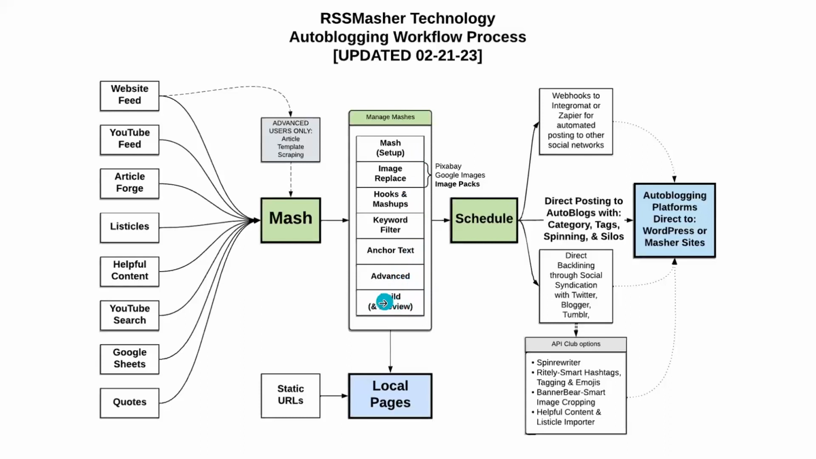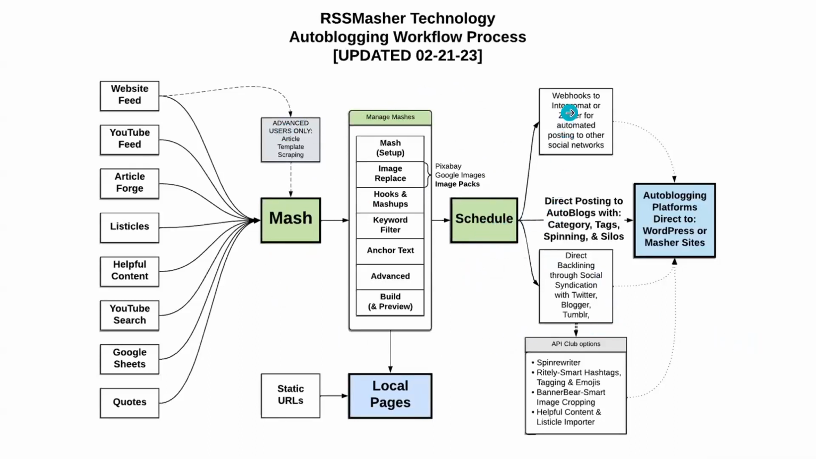Build and preview. This is how you build your mash. You preview it until you like it, and then you hit finish and activate. When this is activated, it will show up bold in the table, okay? It is ready to schedule. If you don't activate that mash and you put that mash in the schedule, it won't work, okay? So just some helpful tip. So this is the overall view.